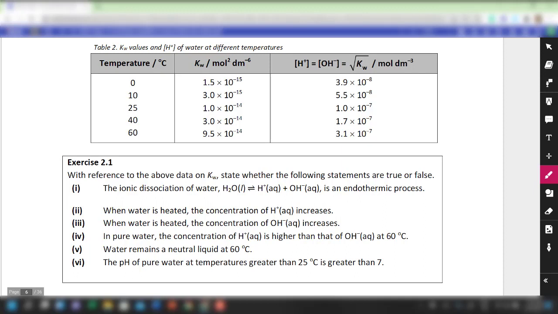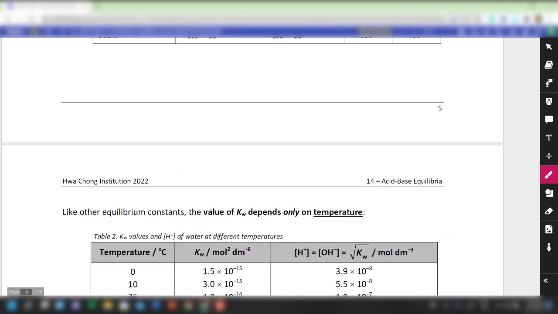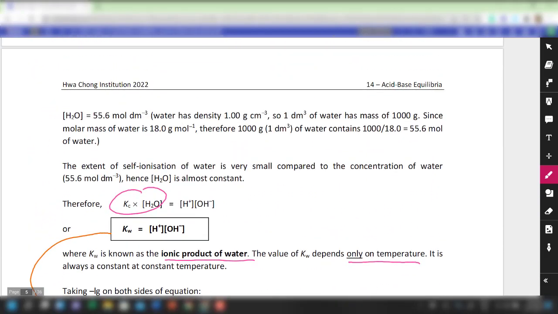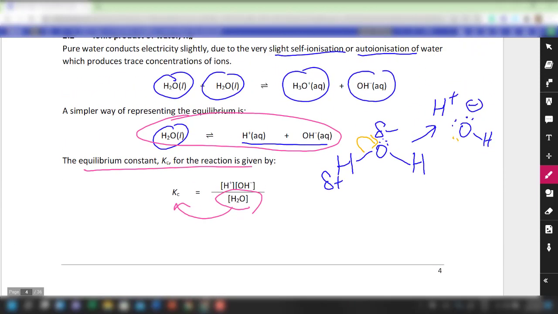We have an exercise 2.1 over here, and with reference to the above data on Kw, state whether the following statements are true or false. Ionic dissociation is an endothermic process. Yes, this is obviously true. How do we tell? Number one is by logic. What do I mean by logic? Earlier on, I mentioned that the only way you can get H plus and OH minus is by the heterolytic cleavage of the OH bond. So this is largely bond breaking. If it's largely bond breaking, I'm going to expect the reaction to be endothermic.